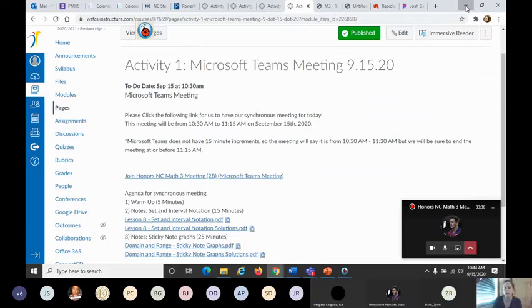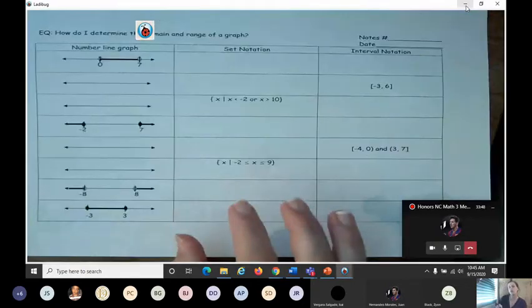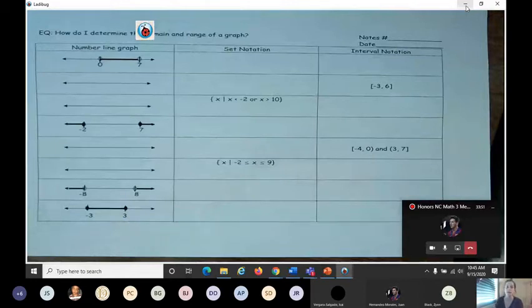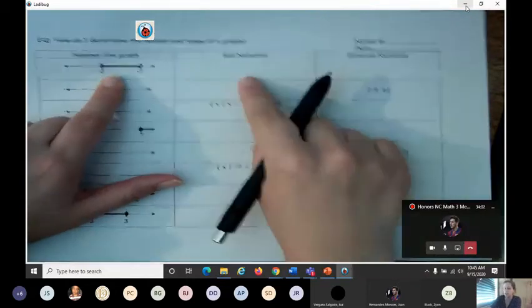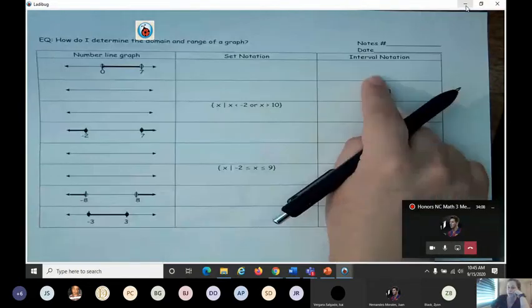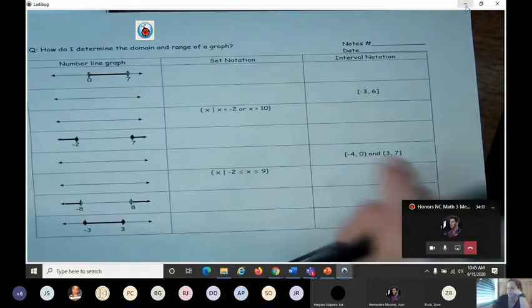Okay, so when we talk about domain and range, you're going to be asked to write the domain or the range in either set or interval notation. So we're going to kind of review that first. In this first little box, they give us the number line graph, but they don't give us the set notation or the interval notation. I think you guys are probably more familiar with the interval notation, so we're going to start there. In interval notation, you have the starting number and the ending number, and then you put brackets around it depending on how the endpoints are.